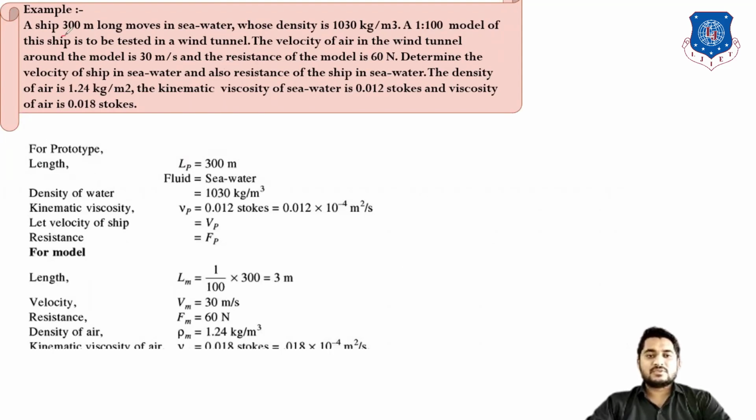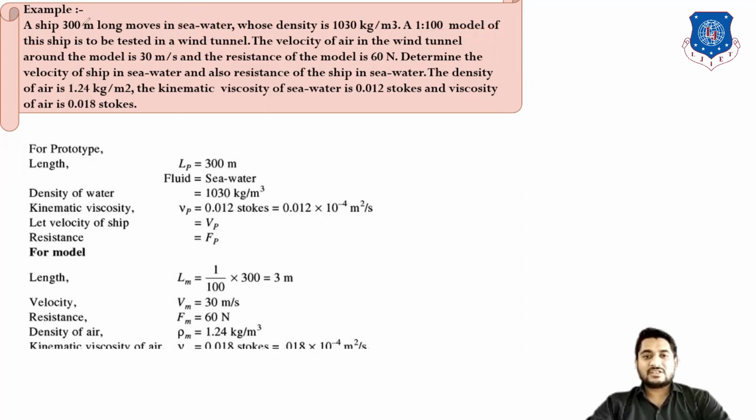A ship of 300-meter length moves in seawater whose density is 1030 kg per meter cube. A 1 in 100 model of this ship is to be tested in a wind tunnel. Now read this sentence again, students. The model is to be tested in a wind tunnel. That means the wind related data is for the model and the seawater related data is for the prototype.